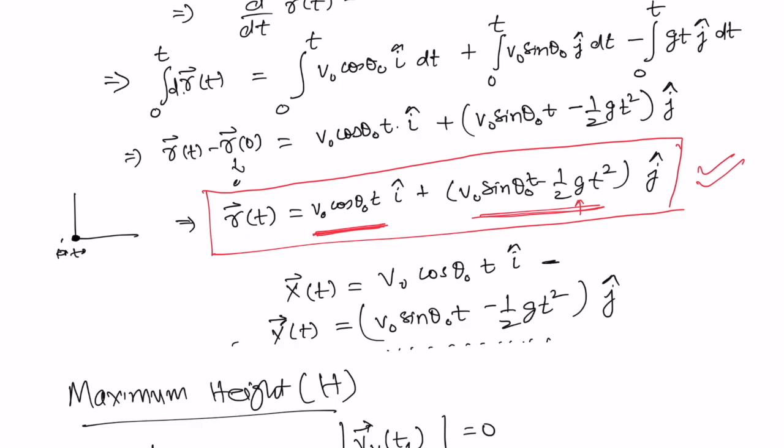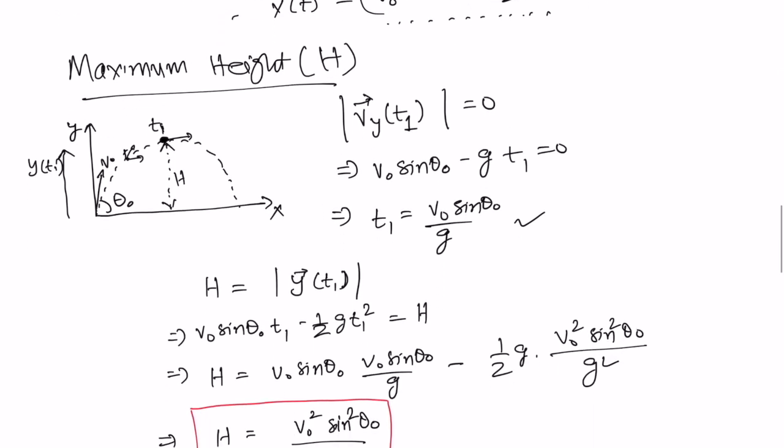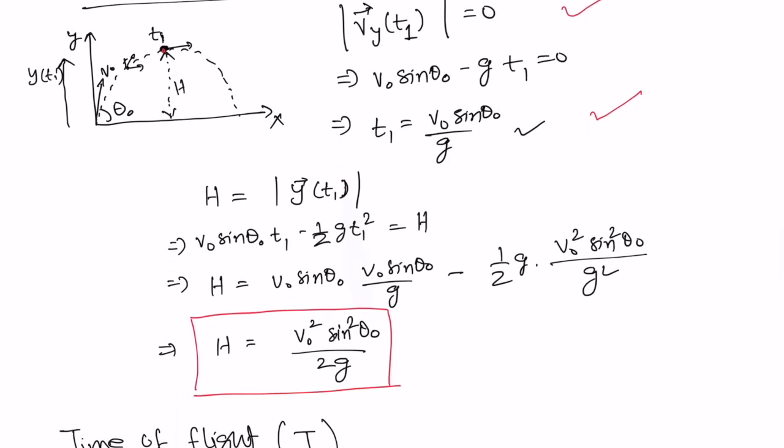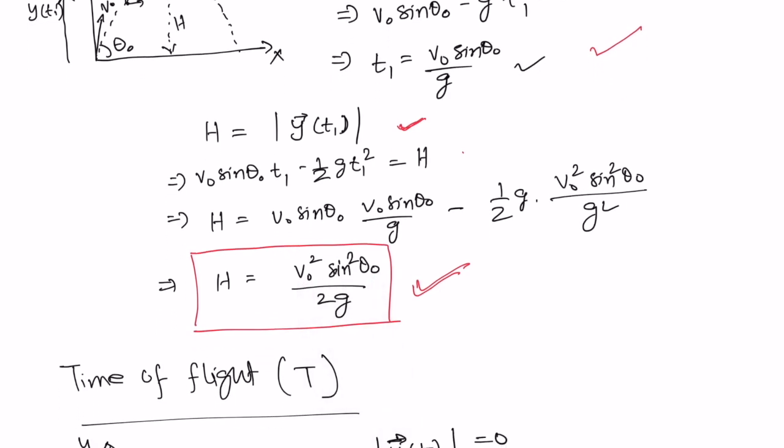All right, so after calculating the position vector, we went for some specialized results like calculation of maximum height. For that, we first observed that the vertical speed at this point is 0, which gave us the time to reach that point from original point as v naught sin theta naught by g. And then we said that at that time, when the particle reaches here, the maximum height is nothing but the value of the y component of the position vector at that time, which is expressed in this way. And then we substituted the value of t1 and arrived at the equation for maximum height based on the given parameters v naught, theta naught, and g.